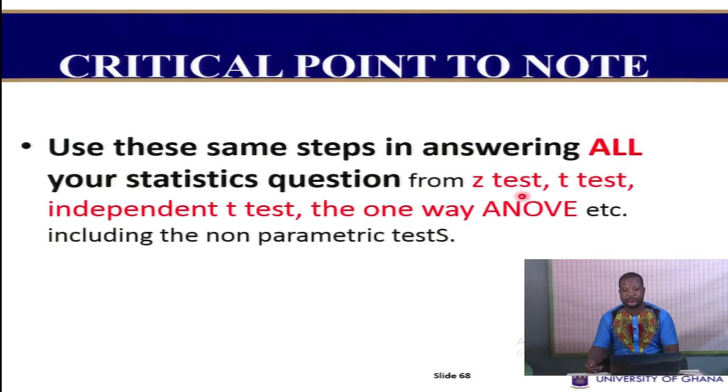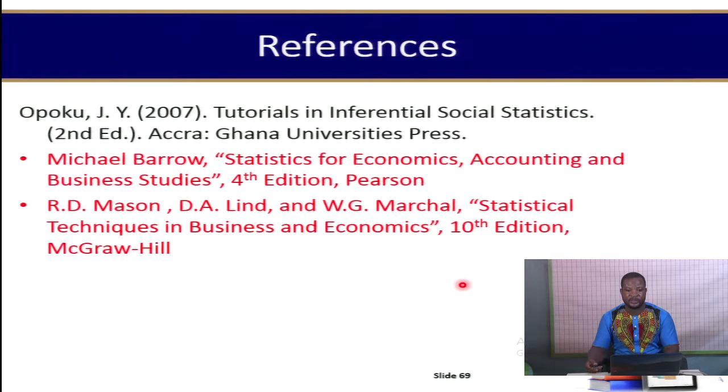A very important point which I've said earlier is that these same steps that we have used are what we need to go through in answering any full question that has been asked, be it a Z-test, t-test, independent t-test, correlated t-test, one-way ANOVA, or any of the correlations that we will be looking at. So we have come to the end of this lesson. The reference lists are here. And I hope you've learned a lot.